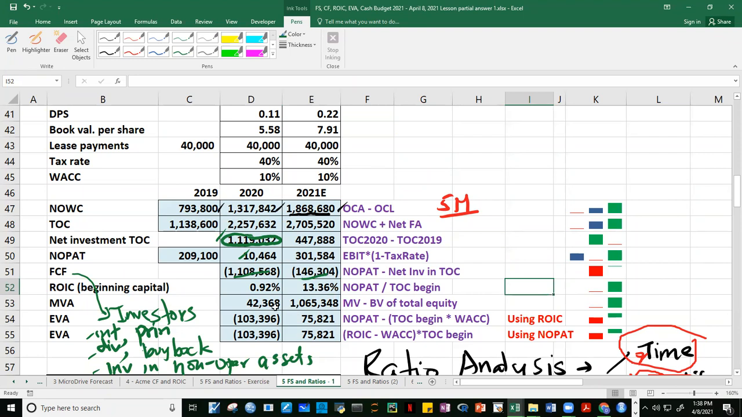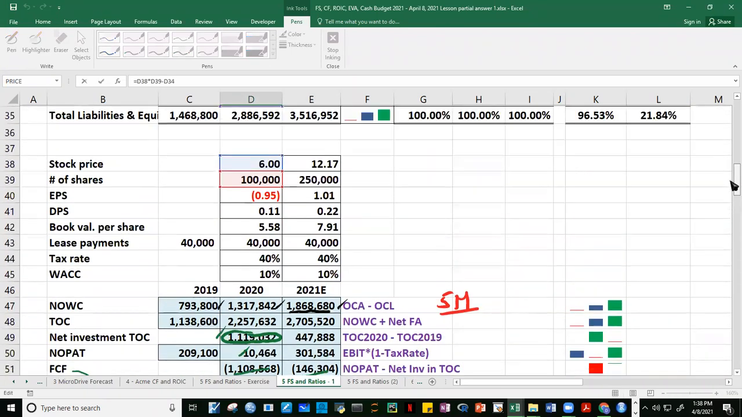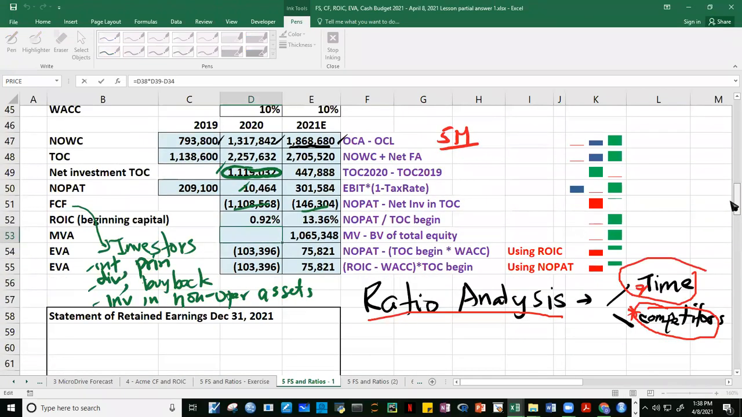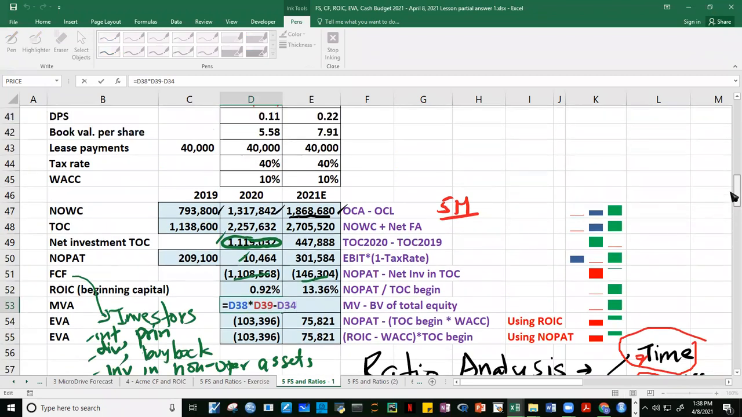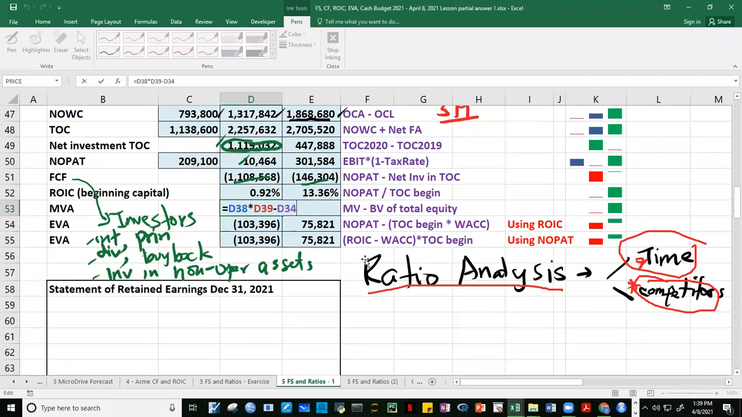Okay, so how about MVA, guys? Market value added. Okay, this is just, you get the market value of the shares now. So we're given that the stock price is 6 multiplied by the number of shares. So that's the market value. Okay, and then we subtract the book value of the equity, which is the total equity, which consists of your common stock and your retained earnings. Okay, so, and then just copy this.